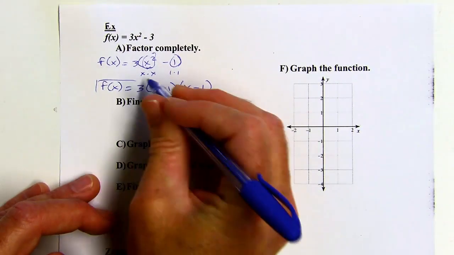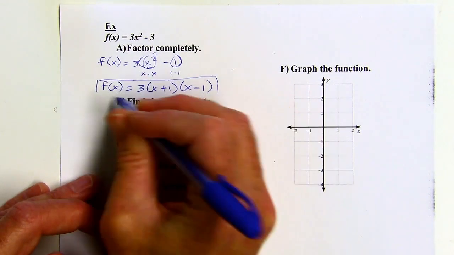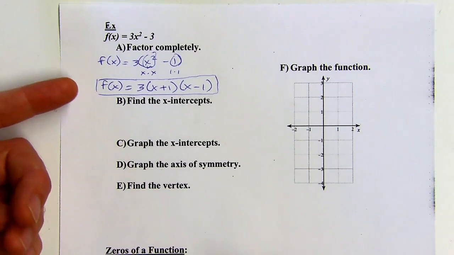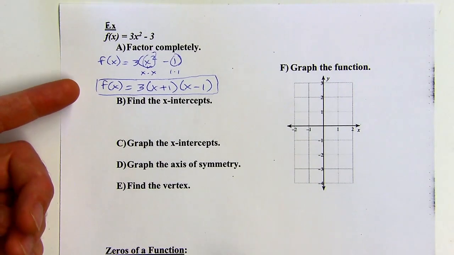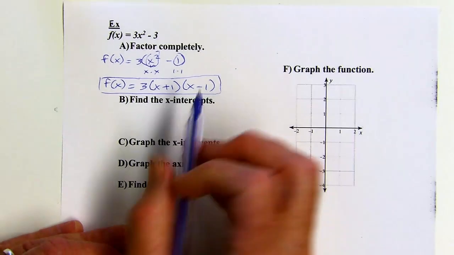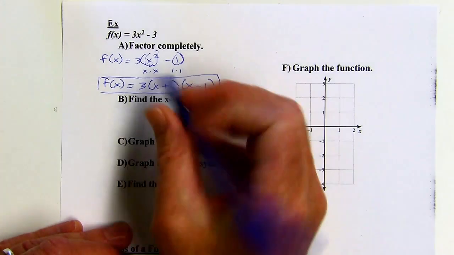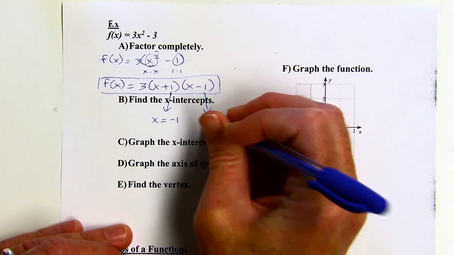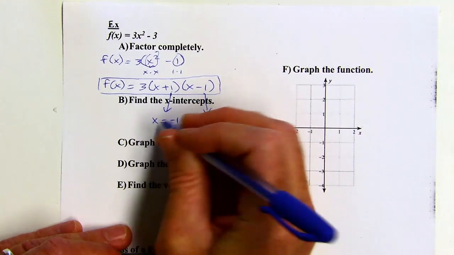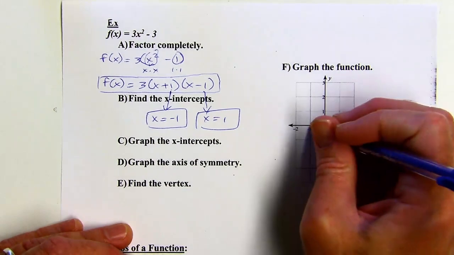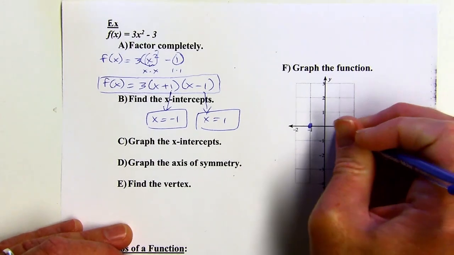Okay, so now this is completely factored. There's no more factoring that you can do there. And now it's the same as the previous problems, right? It's in x-intercept format. Okay, so let's find the x-intercepts. This is going to give me an x-intercept of negative 1 here, and this is going to give me an x-intercept of positive 1. I'm just changing the sign of both of those things to make it quick. Okay, so I'll graph those, negative 1 and positive 1.